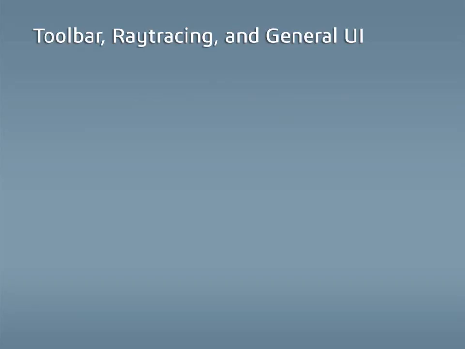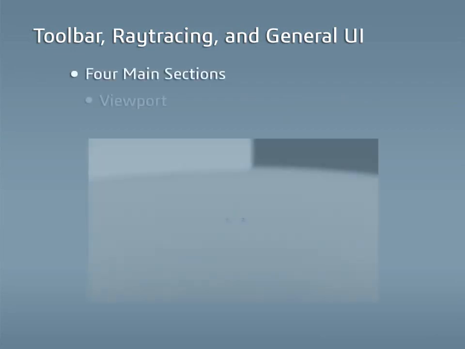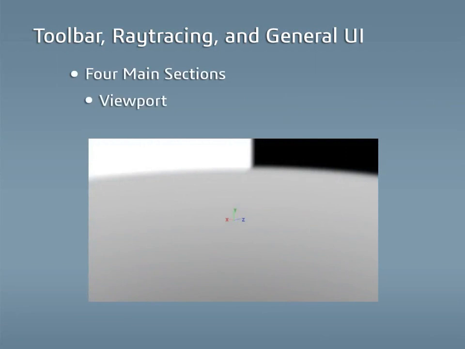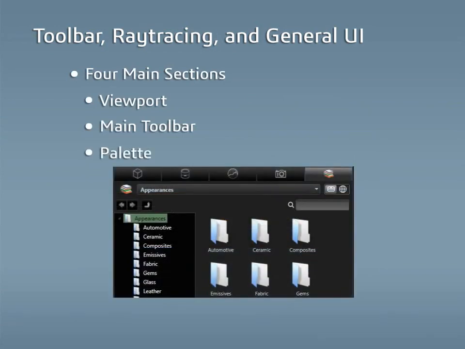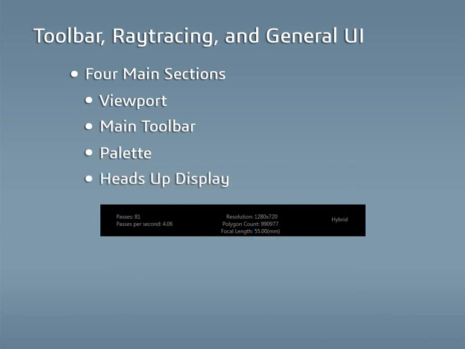Part of mastering Visualize is being comfortable with the interface, knowing where to find tools when you need them, and knowing what options are available to you. In Visualize, there are four main sections of the interface: the Viewport, which is the main working area, the main toolbar, where the most frequently used tools are, the Pallet, where all the settings for the project are stored and modified, and the heads-up display, which provides quick access to information.